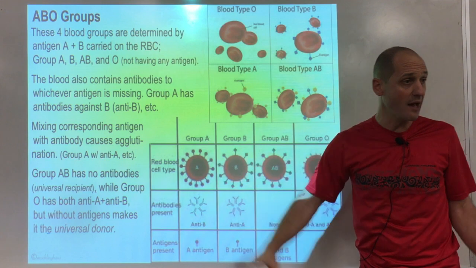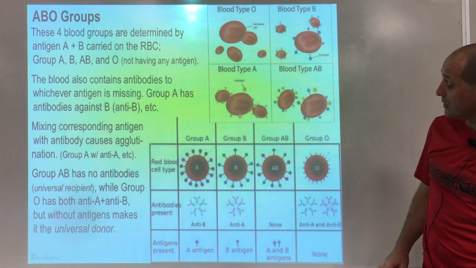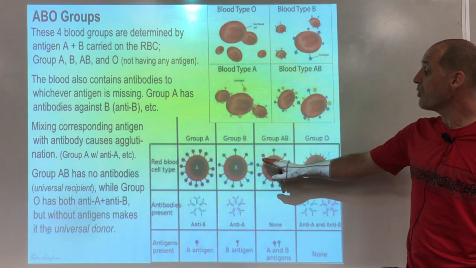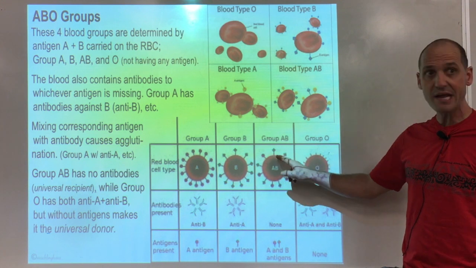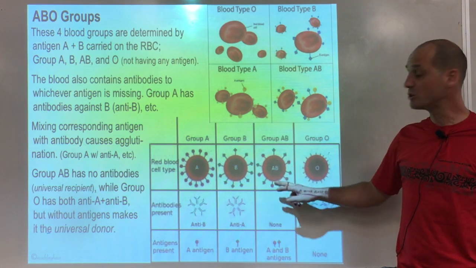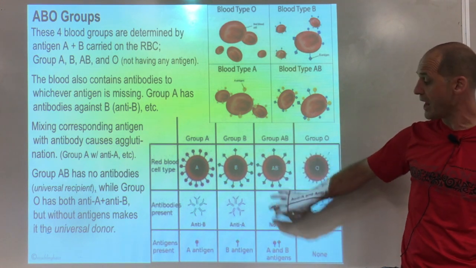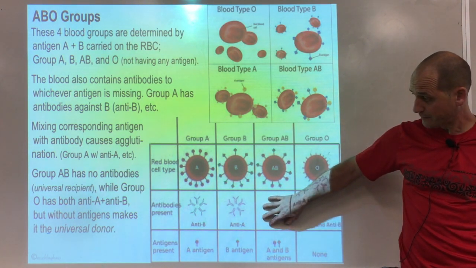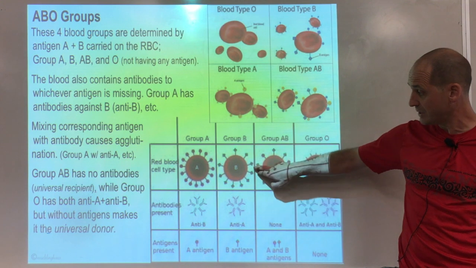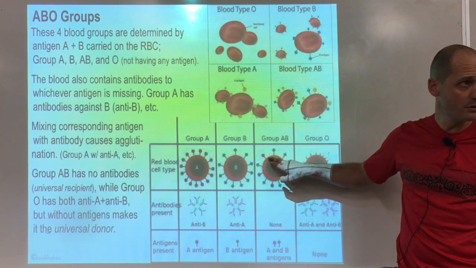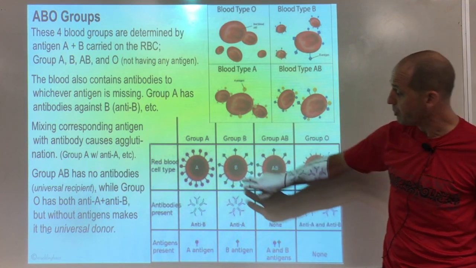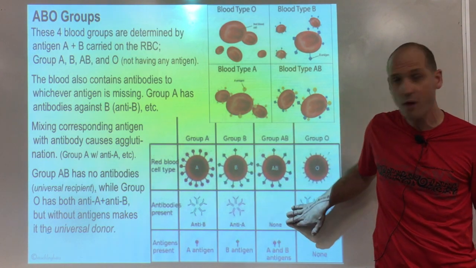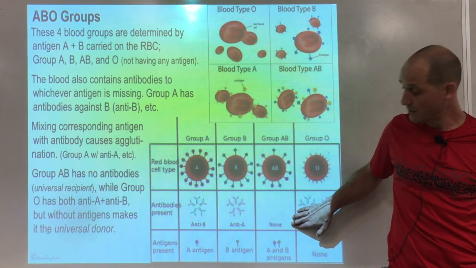Now, some red blood cells have both antigens on them, A and B. Those people don't have any antibodies against the antigens that they have themselves. So they can actually get blood from either of these and there's no problem. They have nothing to react to.